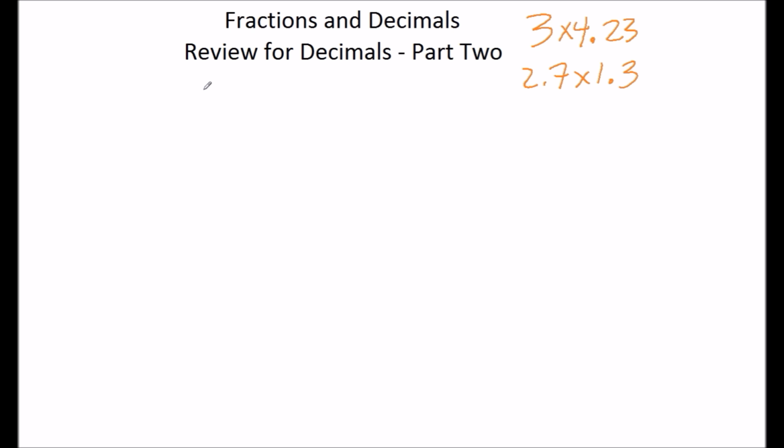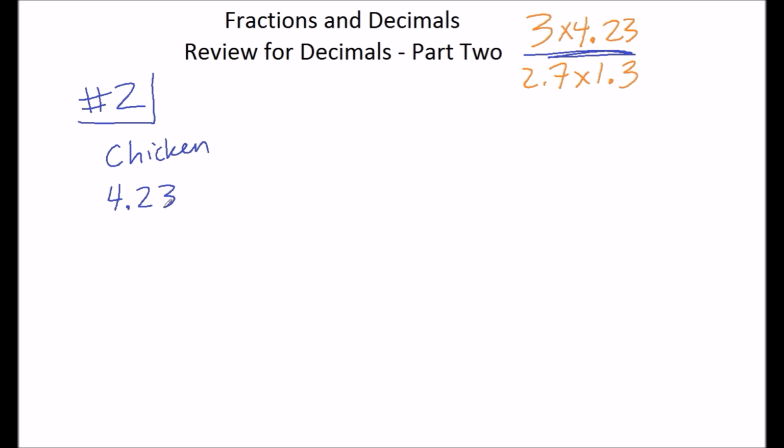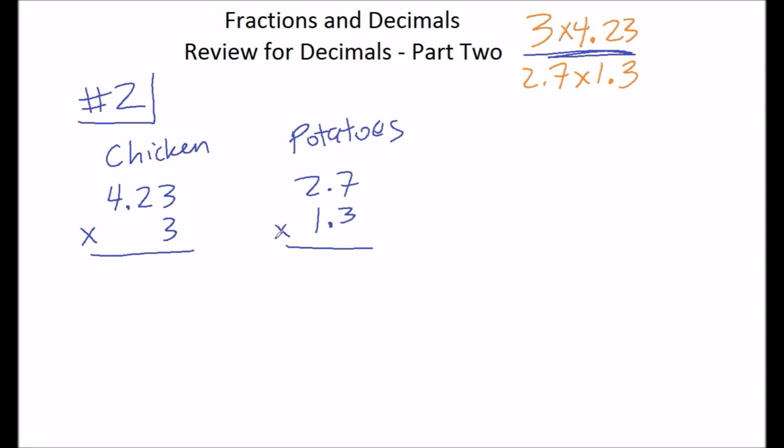I'm getting rid of everything so I have some space to do the work here. Again, this is number 2. So for the chicken, we are doing 3 times 4.23. Typically, we like to have the number with more digits on top, so I'm going to put 4.23 on top. It really doesn't matter. This is just the way we typically do it. And then we'll do the potatoes over here, 2.7 times 1.3. And then at the end, we'll find the total by adding.